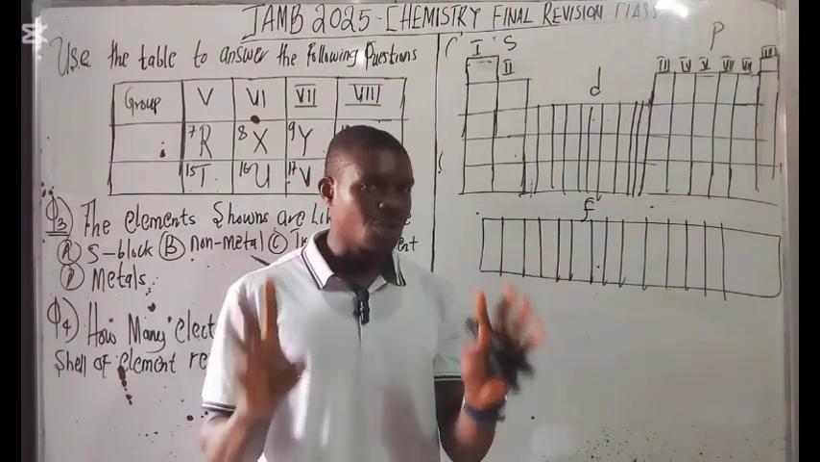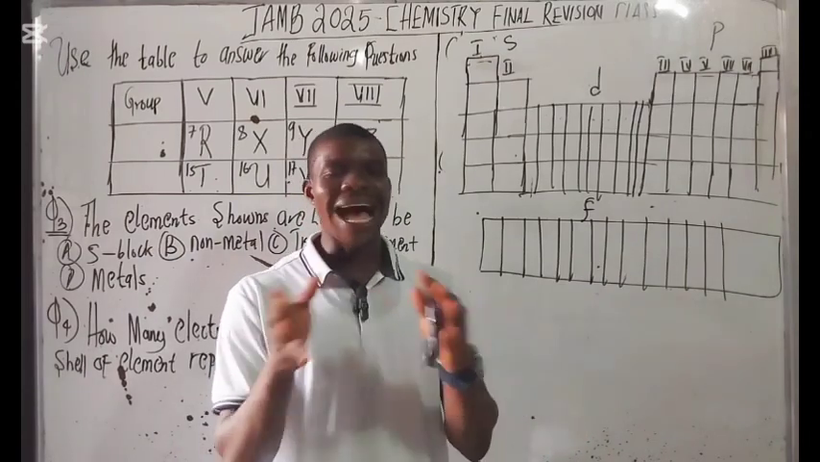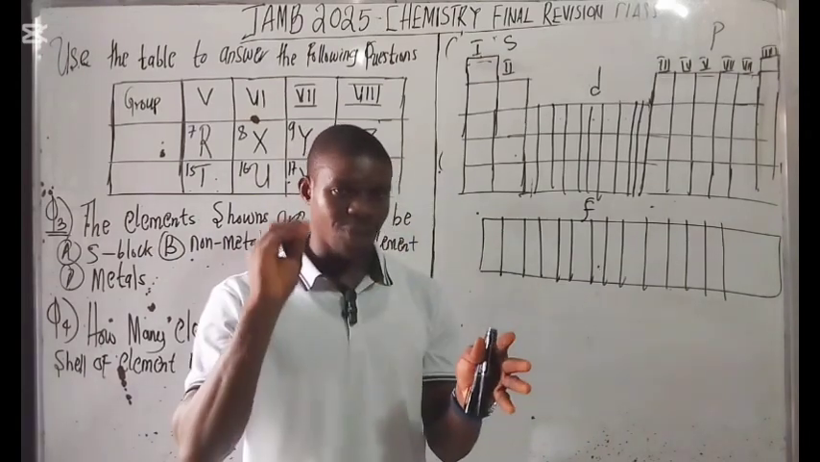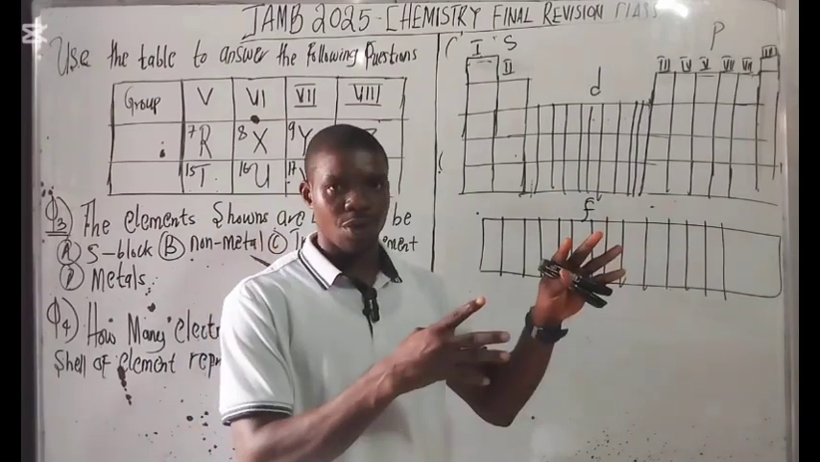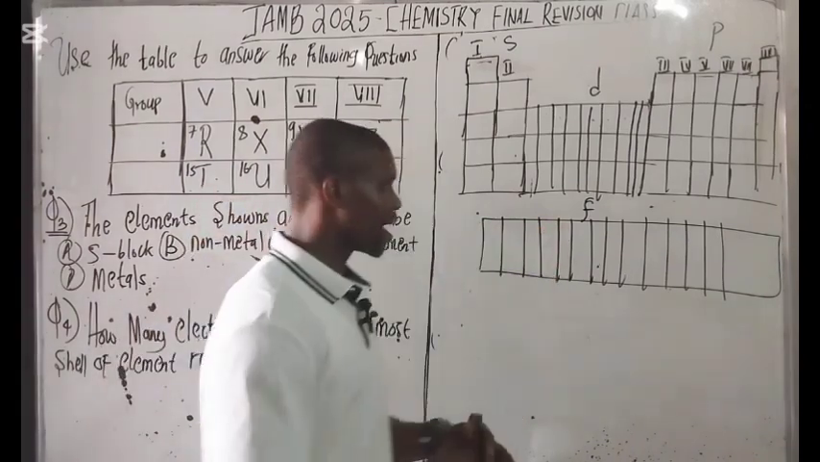You must understand this because JAMB normally asks this kind of question in the exam. Do they vary across the group, down the group, and across the period? JAMB normally asks this kind of question in the exam. I will not be going into all those parts here, so I will leave the link in the description below so you can go check out the PDF.